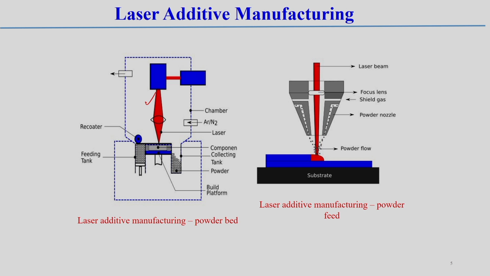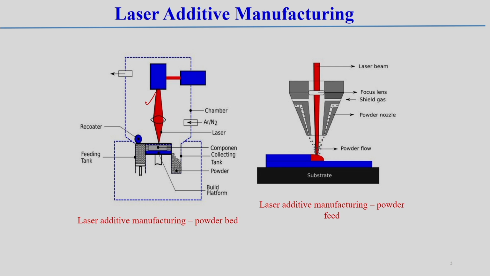And this can be done inside a chamber that is filled with argon or nitrogen, a kind of inert gas. This protects the component from the outside atmosphere, and this way we can develop the powder bed based technology.